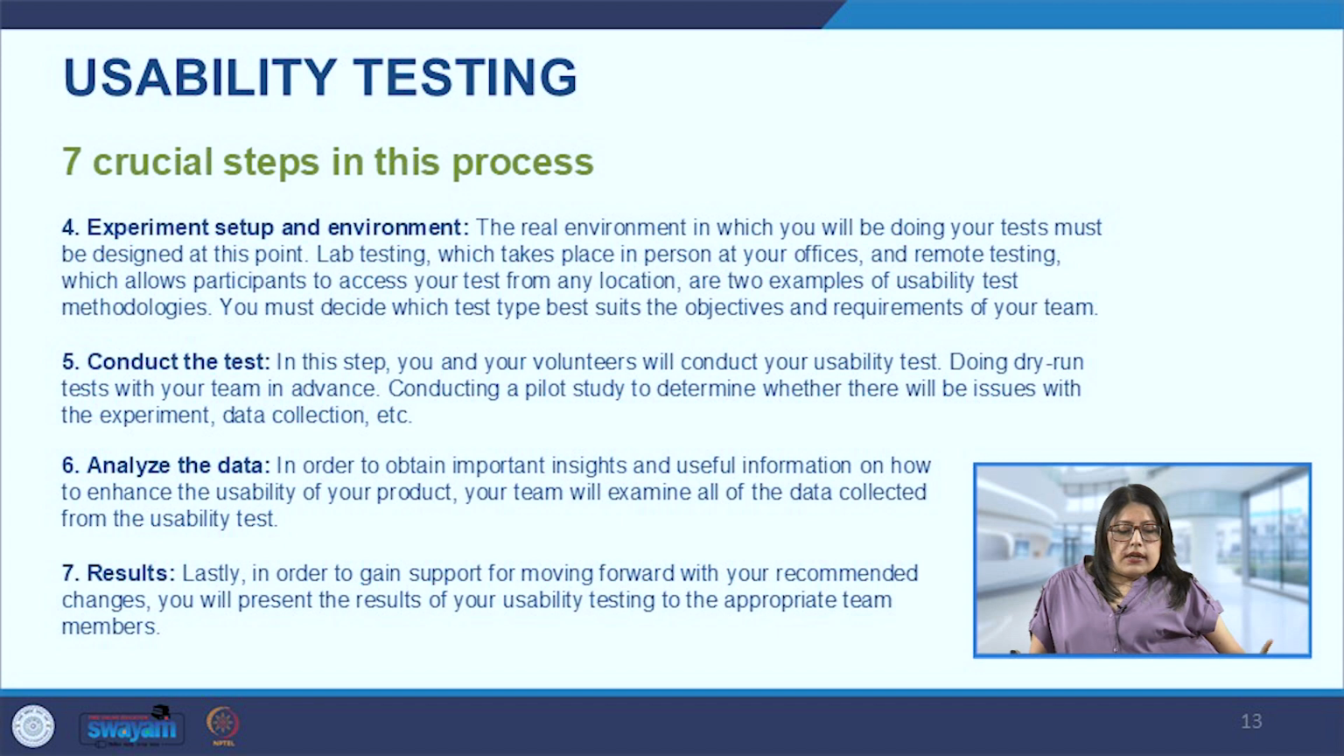The fifth point is conducting the test. Here we will be conducting the usability test on the volunteers who have agreed to participate in our study, and we will preferably do a dry run with the team in advance. This means we do a little bit of an exercise within the team itself before the actual participants start participating in the test which we have designed. This helps us determine whether there are any small, minor issues which can be corrected quickly before the actual testing.